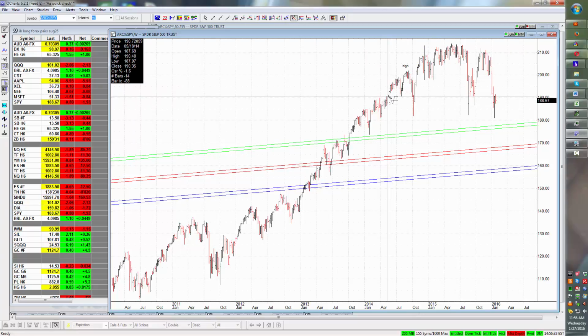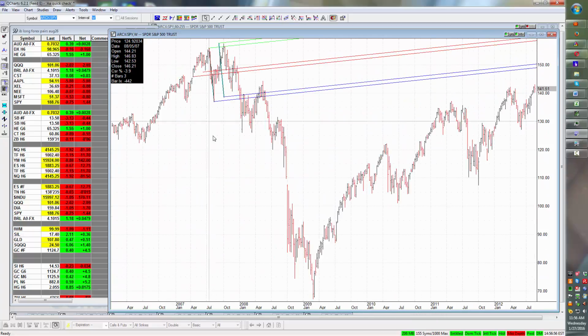Let's see. Prices went to the high at the green line here and reversed. Tested it again and down we go. Down a move of about 10% over a period of several weeks. This is a weekly chart.